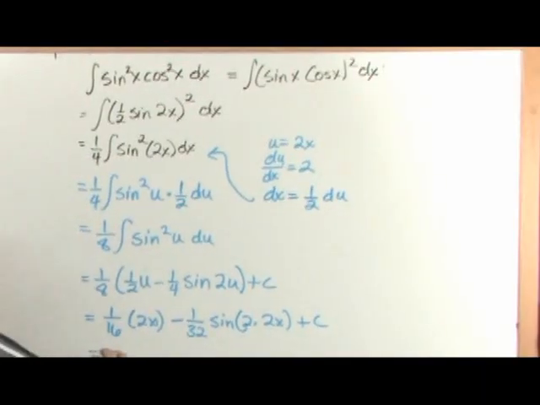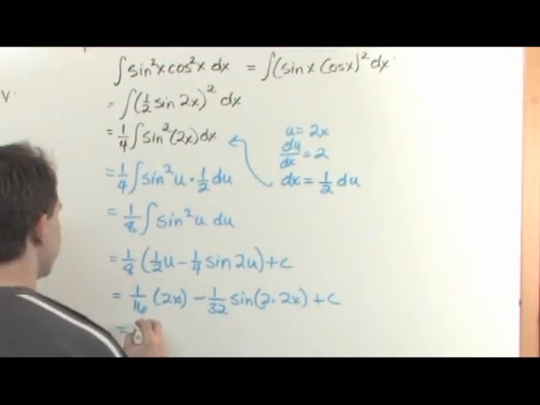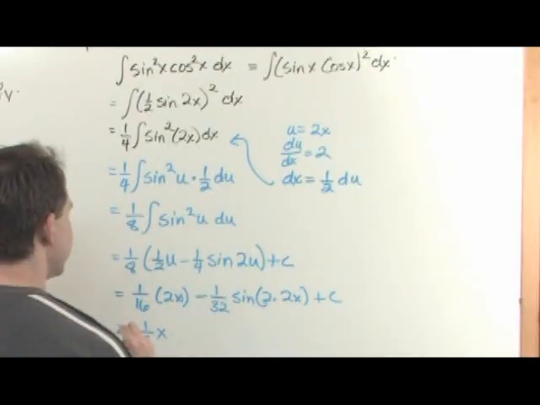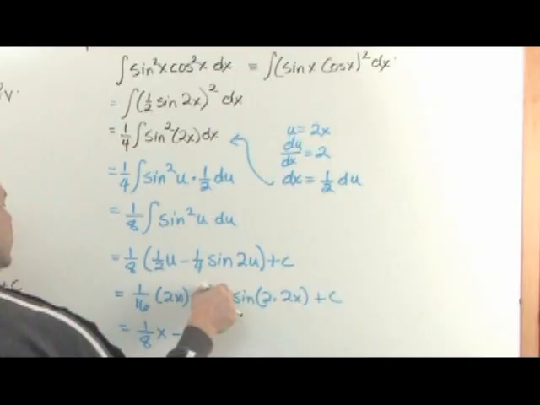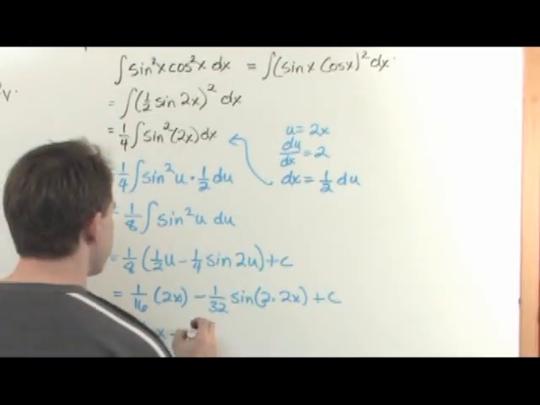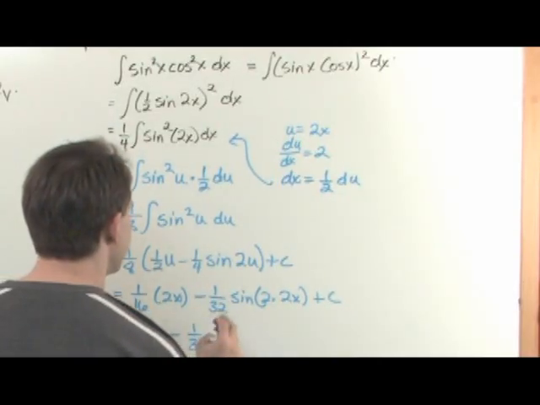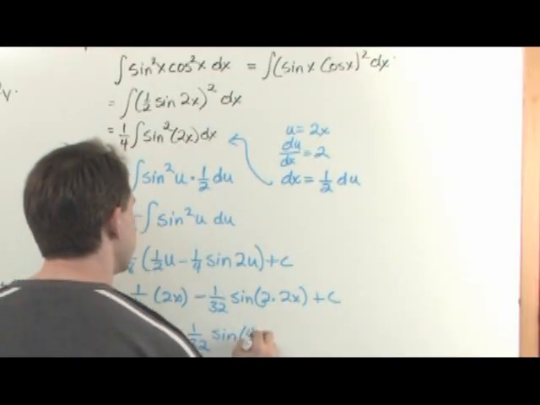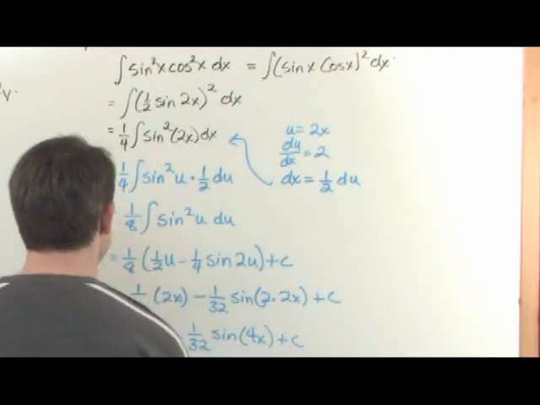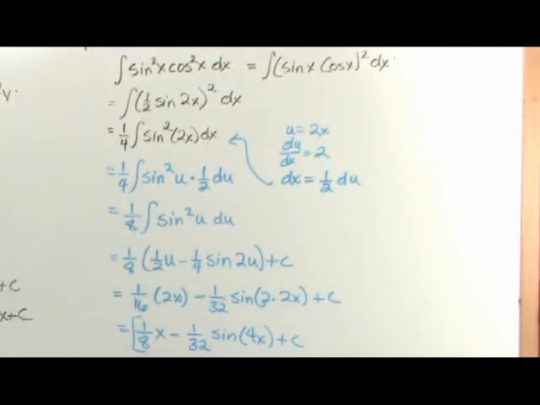Now let's simplify everything here. 2/16 is going to be 1/8 x, minus, 2 times 2 is 4, so I'm going to have 4 on top here. So right here what I'm going to have is 1/32 times the sine of 4x plus a constant. So this is the final answer: 1/8 x minus 1/32 sine of 4x plus a constant. So I tried to give you some basic technique to use.